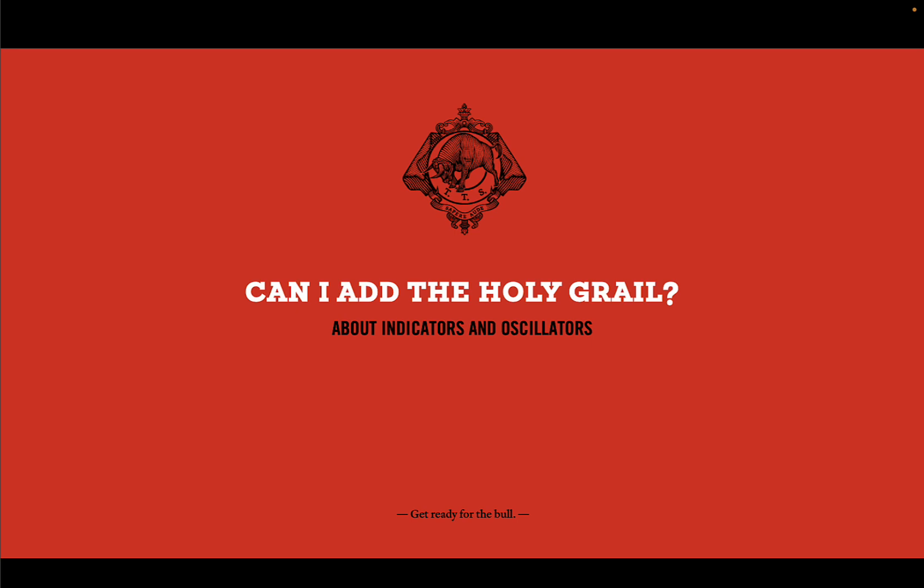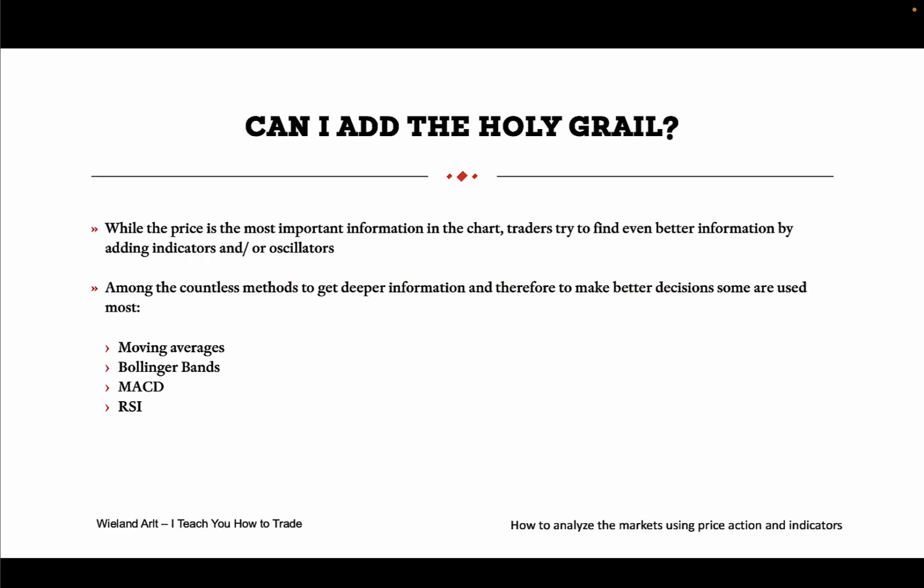So the question is, can I add the Holy Grail? What is it about indicators and oscillators? While the price is the most important information in the chart, traders try to find even better information by adding indicators and or oscillators. And of course, there are more than these four. There are countless methods and settings in these methods to get deeper information and therefore to make better decisions.